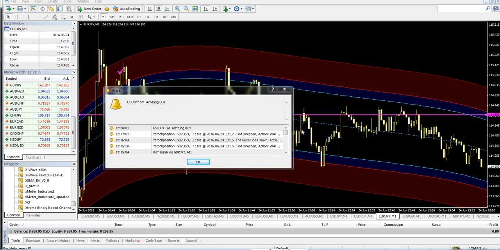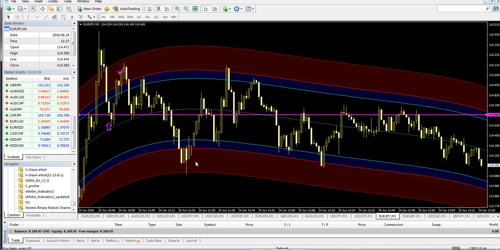Hello guys, today I'd like to share with you another strategy for trading binary options. This is my second day after I discovered this system. I'm actually using this chart. As you can see, it's a MT4 platform.